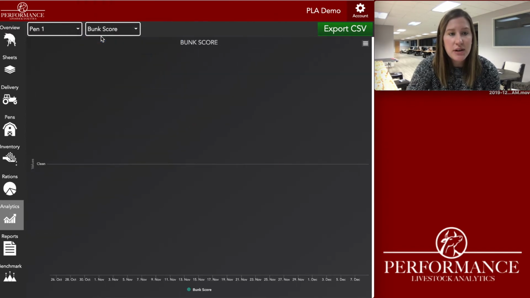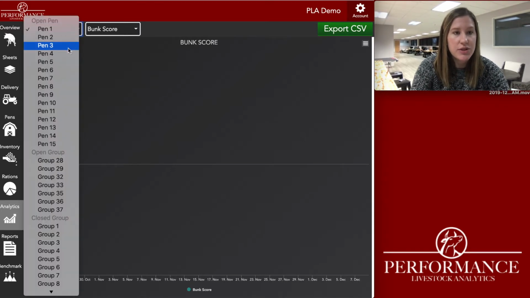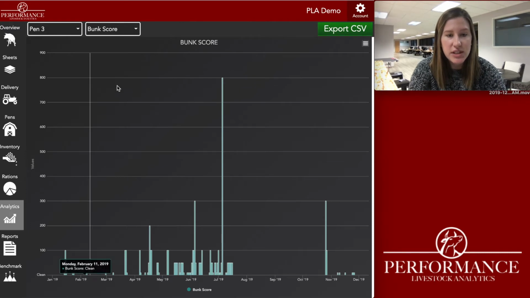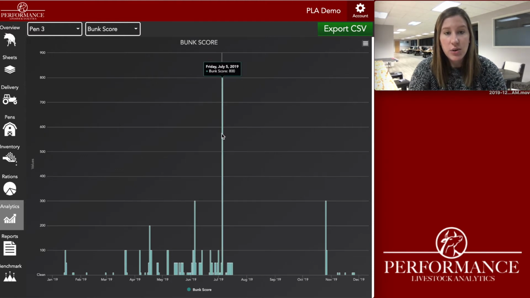This gives you on a per pen basis. This is something you do on a per pen basis, so this will not be available on a per group basis, because you can have multiple groups, of course, in multiple pens, or multiple groups within a single pen. So looking at this, I'm going to actually switch down to a different pen here, so you can get kind of a more detailed overview, really looking back at how these bunk scores are scoring.